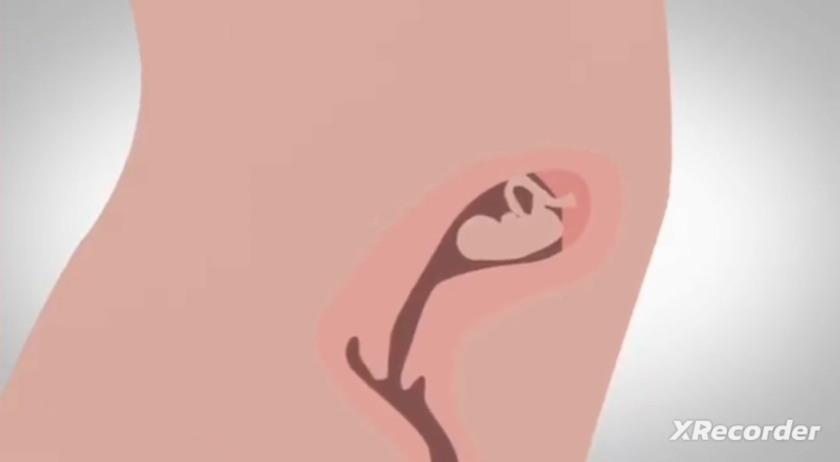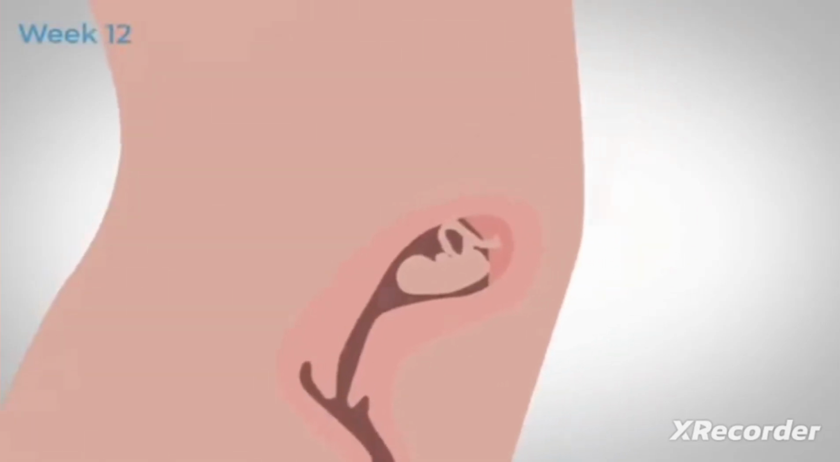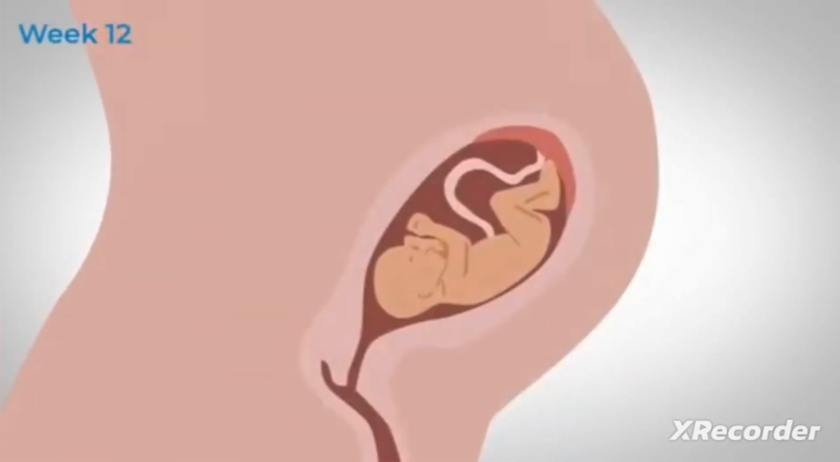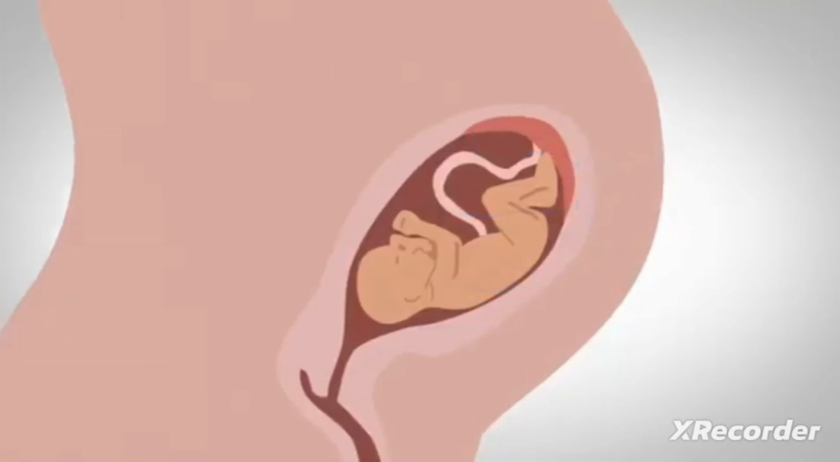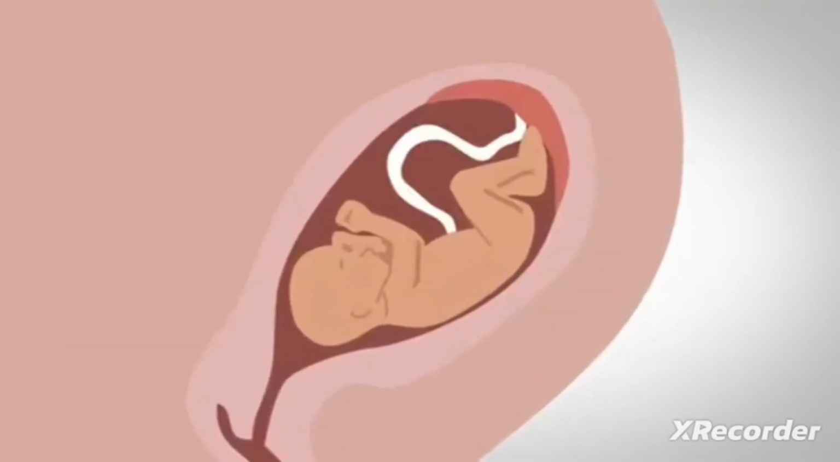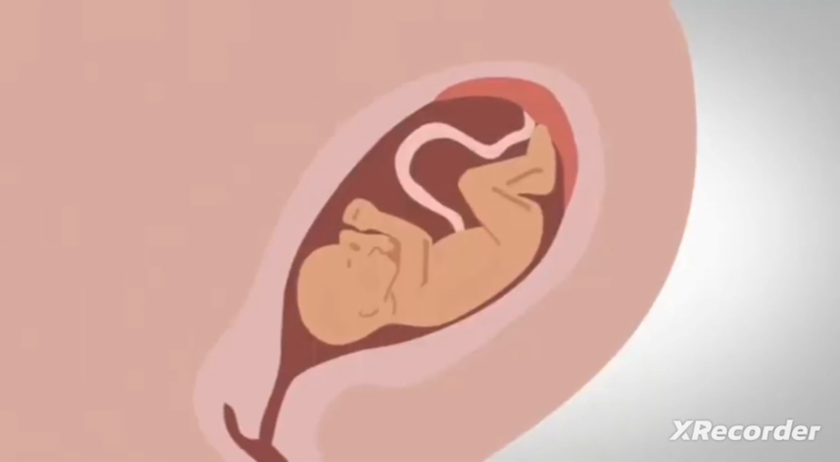By the time you are 12 weeks pregnant, your baby will be around 6 centimeters or 2.5 inches long. Your baby's eyes are still closed. Its ears are forming. Here you can see the baby's umbilical cord, the placenta, and the amniotic fluid. The umbilical cord connects your baby to the placenta. This is how your baby gets oxygen and nutrition, and how waste such as urine is removed.